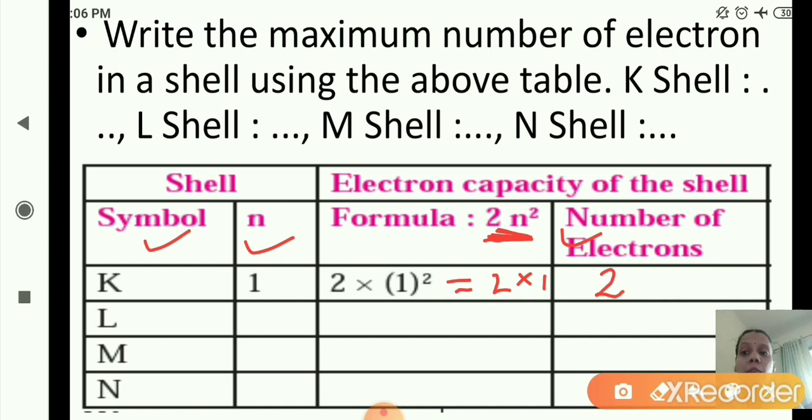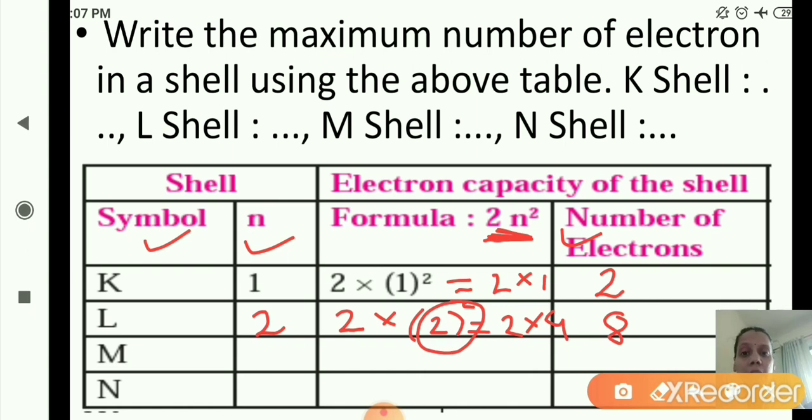Now we'll write down for the next one, L shell. What is the ordinal number for the L shell? Yes, it is the second shell, so n is equal to 2. Now use the formula 2n square. N here is 2, so in bracket 2 square. 2 square is 4, right? So 2 multiplied by 4, that is 8, right? So what is the maximum number of electrons in L shell?